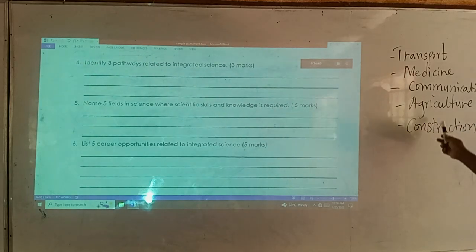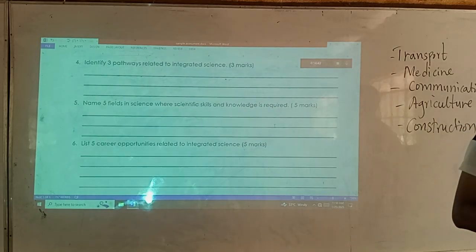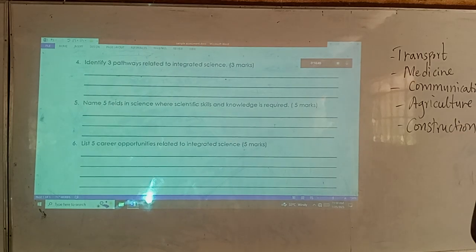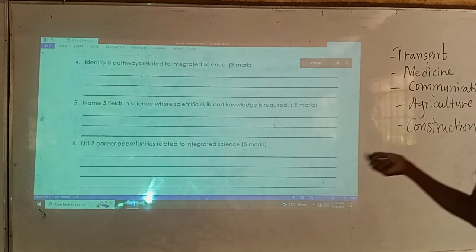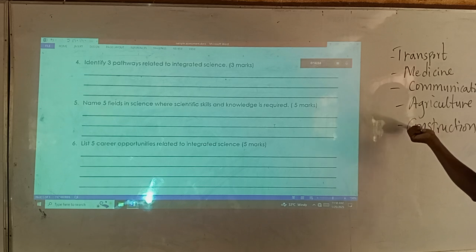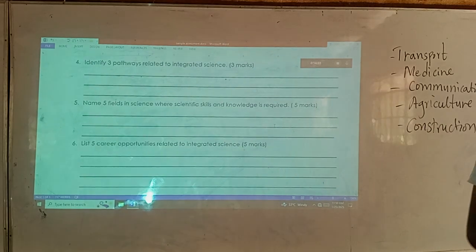Yeah? What about in construction? Yes, Elias? Machine used in that field. Example, motor graders. Very good learners.